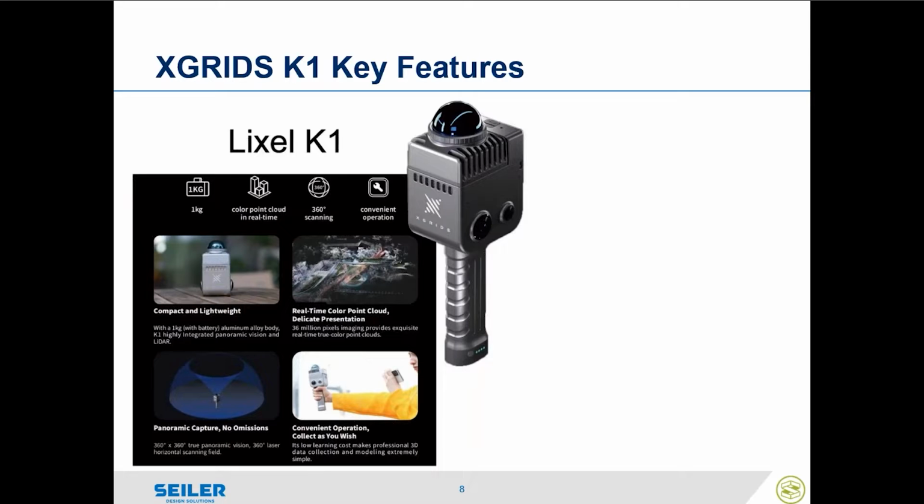It has a 360-degree LiDAR scanner at the top, and it's very convenient. Its IP rating is fairly light, but you can take it into most environments as long as it's not actively raining or dusty. Obviously, you wouldn't want to scan during dust anyway, because that would obscure the LiDAR. So it's compact and lightweight, with real-time color and point cloud, panoramic capture, and convenient operation. And the item you can see at the top would be that LiveOx LiDAR.